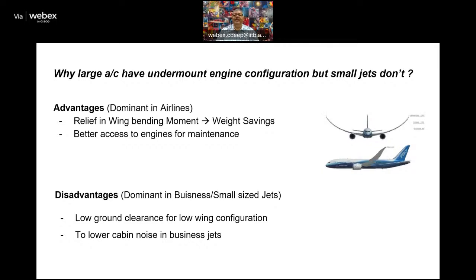And secondly, in such aircraft, the passengers are very much sensitive to the noise in the cabin. So it is preferred that the engines are mounted behind the passenger cabin, generally on the sides of the fuselage, to lower the cabin noise, especially in business jets. And that's why we don't mount them below the wing.